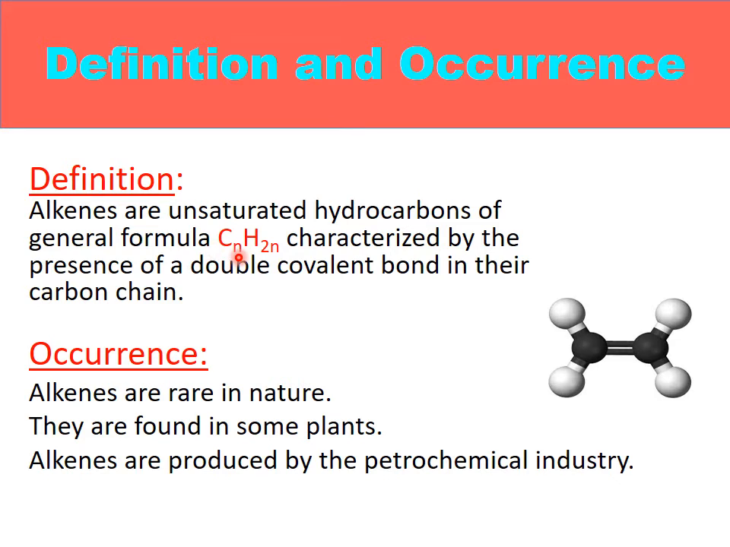Don't forget that cycloalkanes also have the same general molecular formula, CnH2n, where n is greater than or equal to 3, but unlike alkenes, cycloalkanes are saturated hydrocarbons. Alkenes are rare in nature. They are found in some plants and they are produced by the petrochemical industry, which is an industry used to produce organic intermediate products such as natural gas, plastic, rubber, etc.